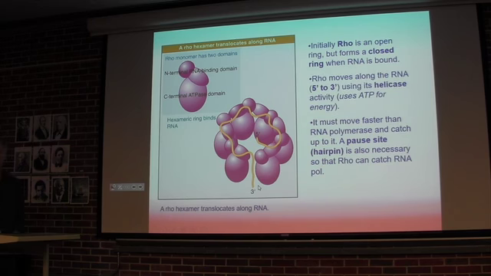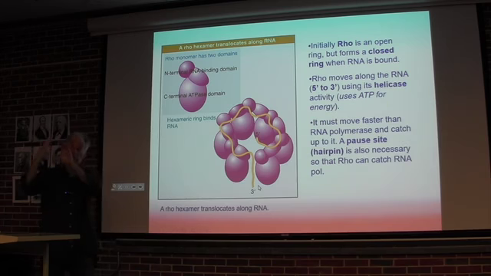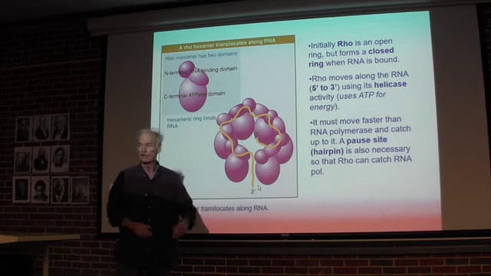In which direction does it move? You can just sort of figure that out. Since the 5' end of the transcript is the first to come out, Rho is going to be moving from 5' towards the 3' end.